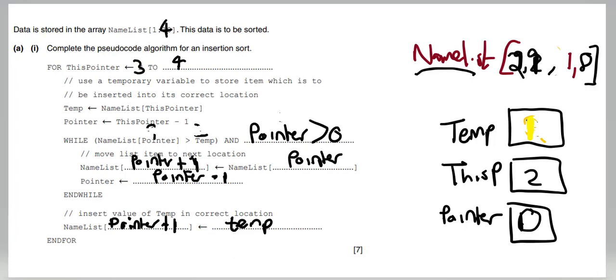Pointer is going to become this pointer, 3 minus 1, 2. So pointer is going to become the number 2.